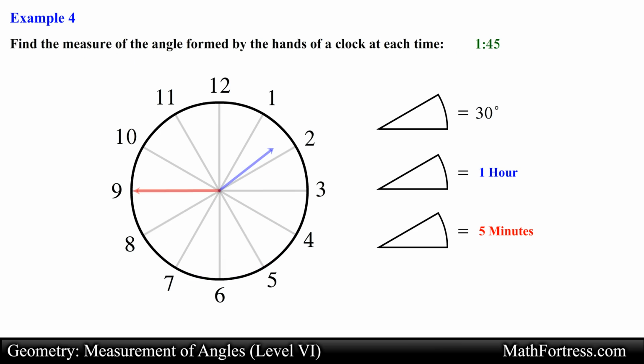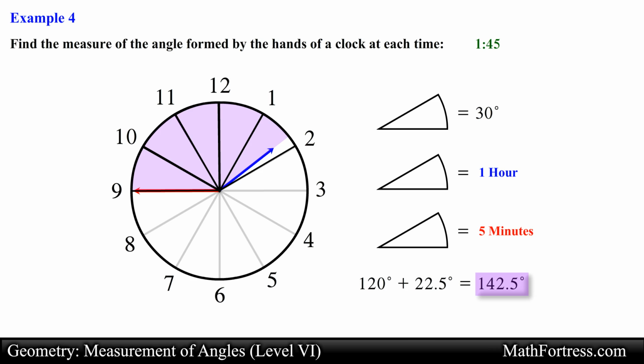1:45. At 1:45, the minute hand is located at the border where the number 9 is assigned, and the hour hand is going to be located somewhere between 1 and 2. In this case, the hour hand will be 3/4 of the way between 1 and 2. We will use the smallest angle between the hands. So there are 4 3/4 slices between the hands. The angle formed will be 120 degrees plus 22.5 degrees, which simplifies to 142.5 degrees, or 142 degrees, 30 minutes.